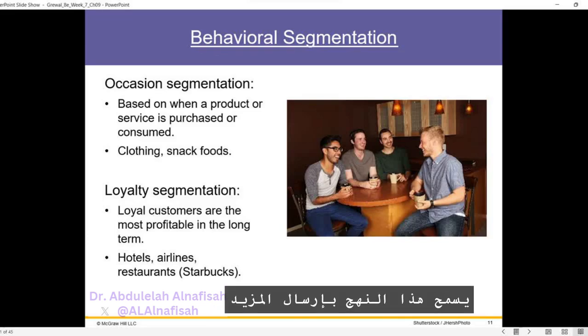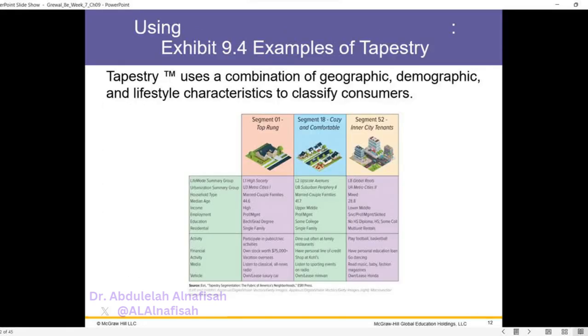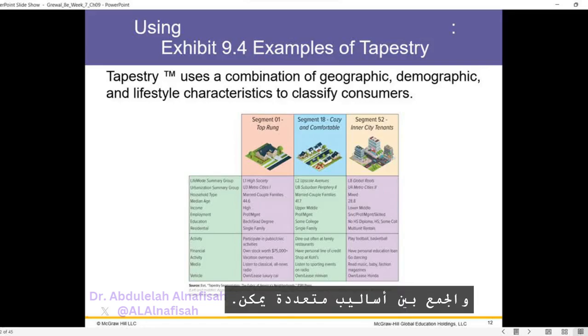This approach allows for more targeted messaging, product development, and customer relationship management. By catering to specific occasions and addressing the needs of loyal customers, companies can enhance customer satisfaction, strengthen brand loyalty, and ultimately drive long-term profitability. Each segmentation method has its own advantages and disadvantages, and combining multiple methods can provide a more comprehensive understanding of the target market and facilitate effective marketing strategies.